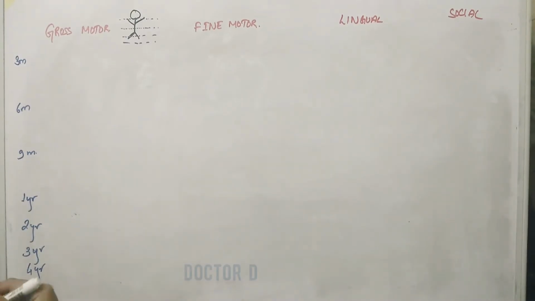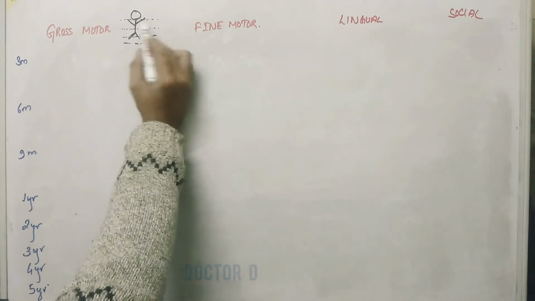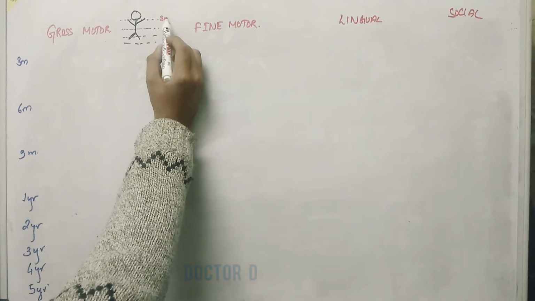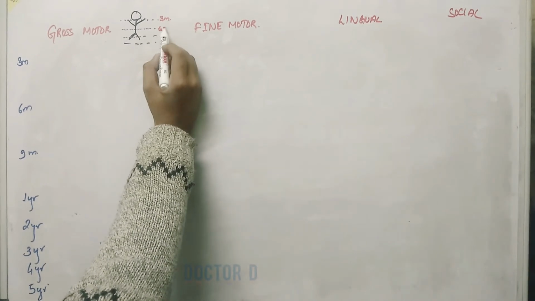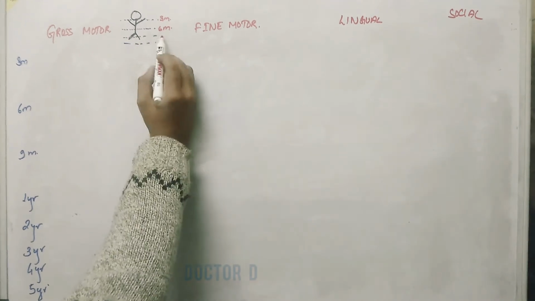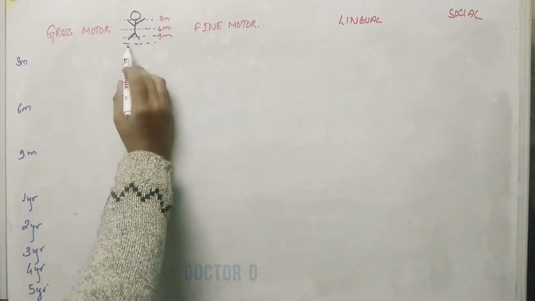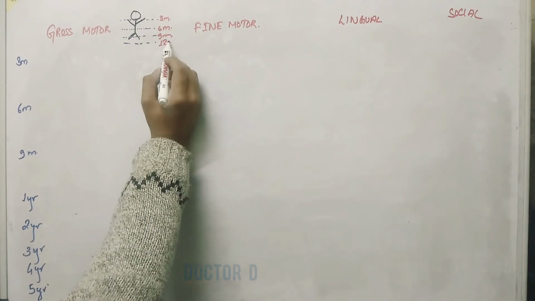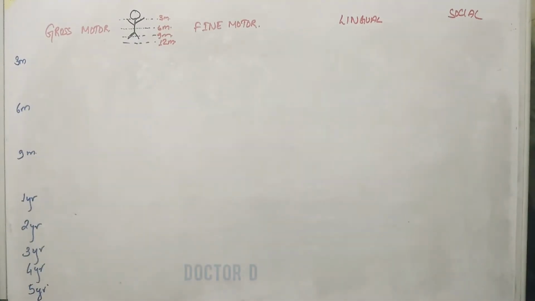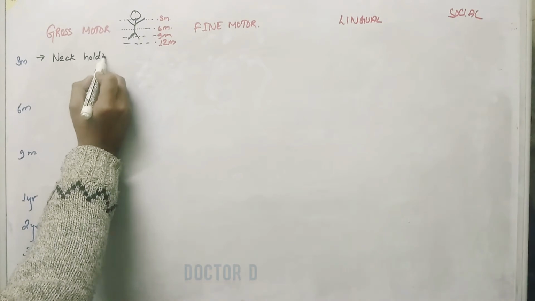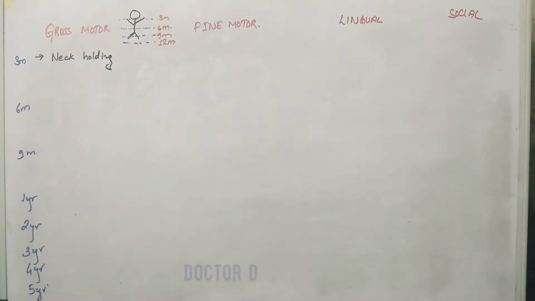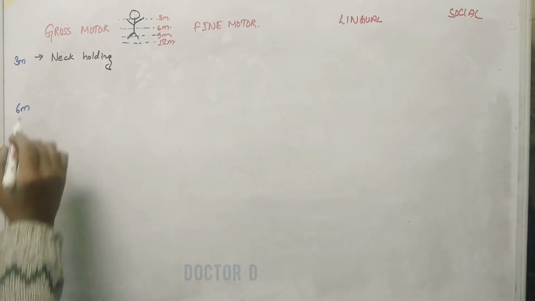So I'd like you to remember the part below the neck to be 3 months, the middle of the torso to be 6 months, below the knee level to be 9 months, and the whole stickman to be 12 months. Now let's correlate. At 3 months the child develops neck holding, corresponding to this figure. At 6 months the child learns how to flip.